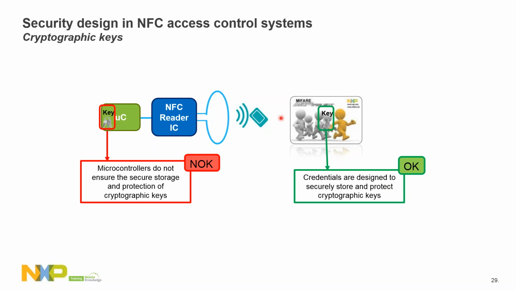Well, on one hand, credentials have no issue, as they are designed to securely store and protect those keys. But what about the NFC reader side? Well, one possibility is to store those cryptographic keys in the microcontroller. Here, the NFC reader would establish a secure communication with the credential to exchange and verify the data present in the credential. This way, authorizing or rejecting the access to the location or resource to that individual presenting the credential. But as we have seen before, microcontrollers are not designed to securely store and protect cryptographic keys.